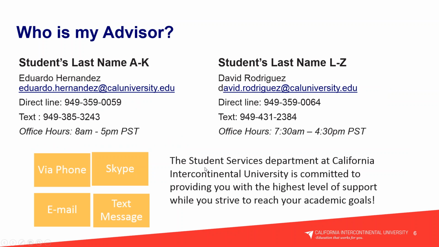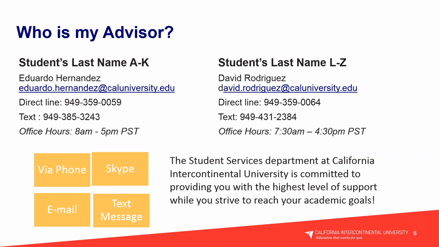So who is my advisor? There are 2 advisors, myself and Eduardo Hernandez. I am the advisor for students with the last names beginning A through K, and that is my contact info. I'm in the office from 8 to 5 p.m. Pacific time. David Rodriguez actually follows up directly with students beginning with the last names L through Z. And he's actually here, and his office hours are a little bit earlier to help accommodate students, 7:30 to 4:30. I'm here 8 to 5, and David's here 7:30 to 4:30. So there'll always be somebody here all day till 5 o'clock.